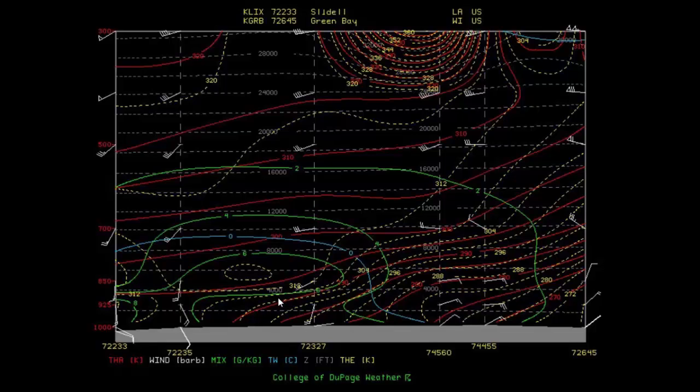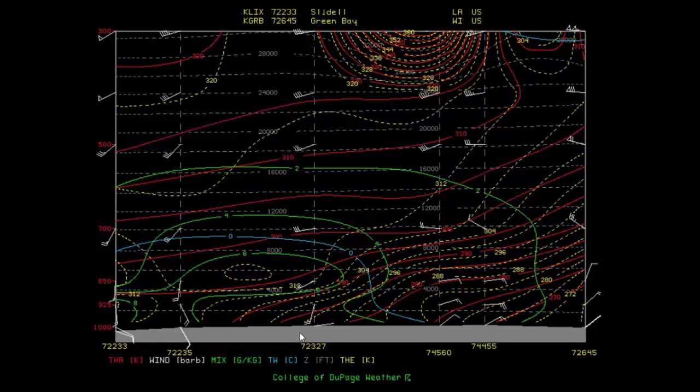So we see our theta and our theta E lines are both moving up as we go into cooler air. So we know something is taking place here. We see our moisture values decreasing as we move north. We see our wet bulb 0 getting close to the surface as we move north. And we're seeing our theta E and theta values moving up towards cooler air as we move to the north. So we know a front is taking place.